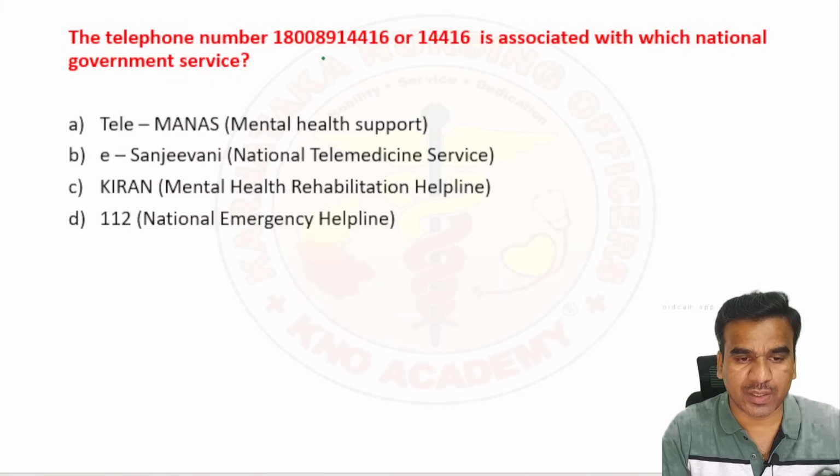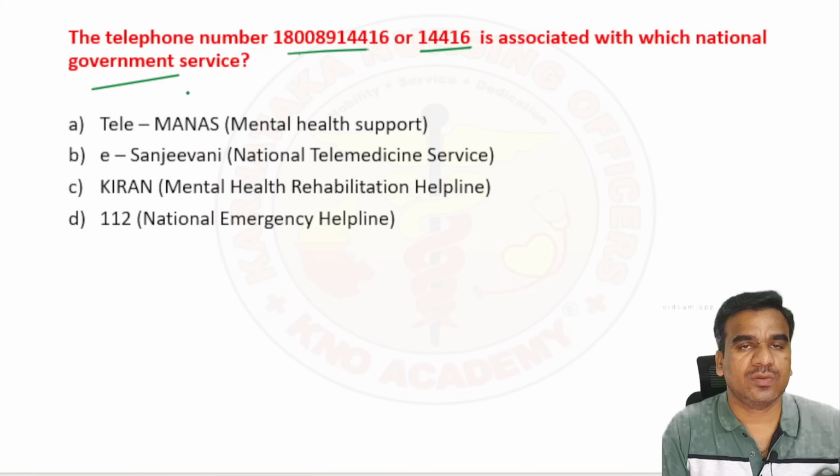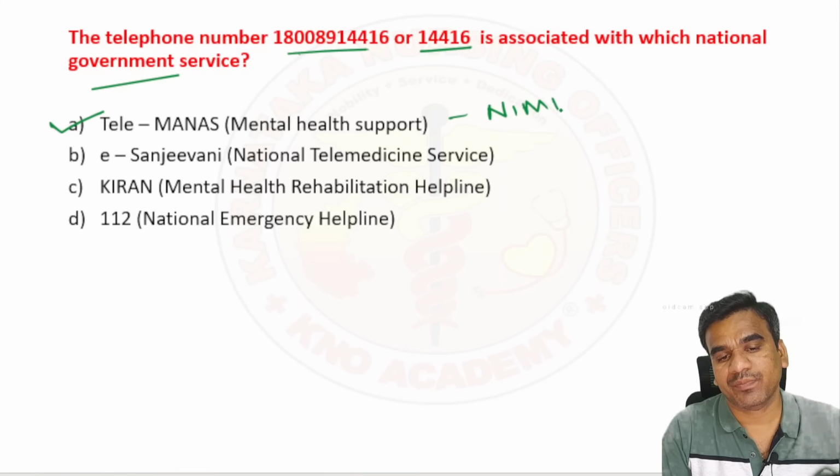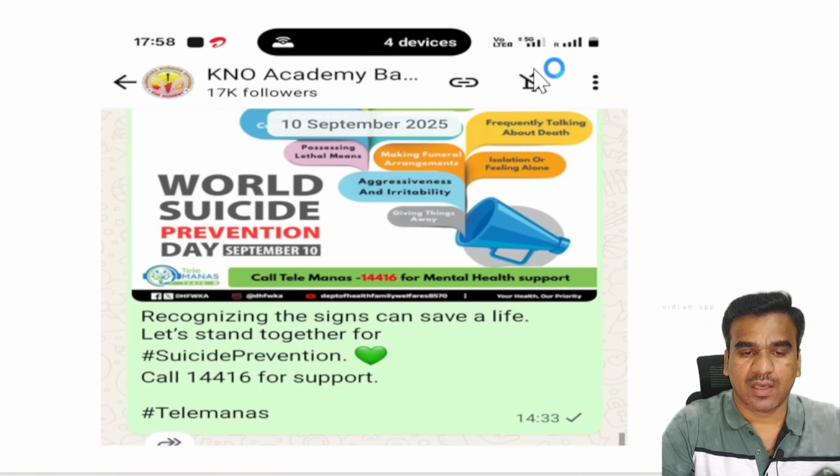The telephone number 1800891441 or 14416 is associated with which national government service? So many people were confused, but the right answer is Tele-MANAS. That is from NIMHANS, Bangalore. Just 1 week back I shared this image in the KNO Academy WhatsApp channel.